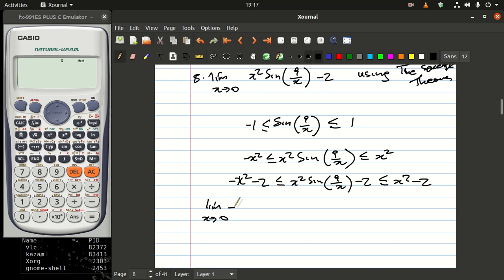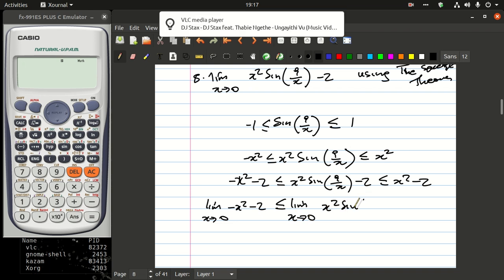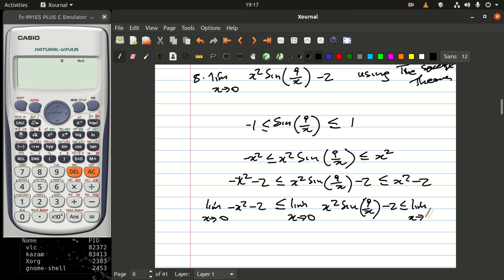And then here I will have minus x squared minus 2 less than or equal to the limit as x approaches 0 of x squared sine of 9 over x minus 2, less than or equal to the limit as x approaches 0 of x squared minus 2. If I'm plugging in a 0 here, I will get minus 0, just 0, and then I'm left with minus 2 here, less than or equal to the limit as x approaches 0 of x squared sine of 9 over x minus 2, less than or equal to, plugging in a 0 here, 0 minus 2, which is just minus 2.